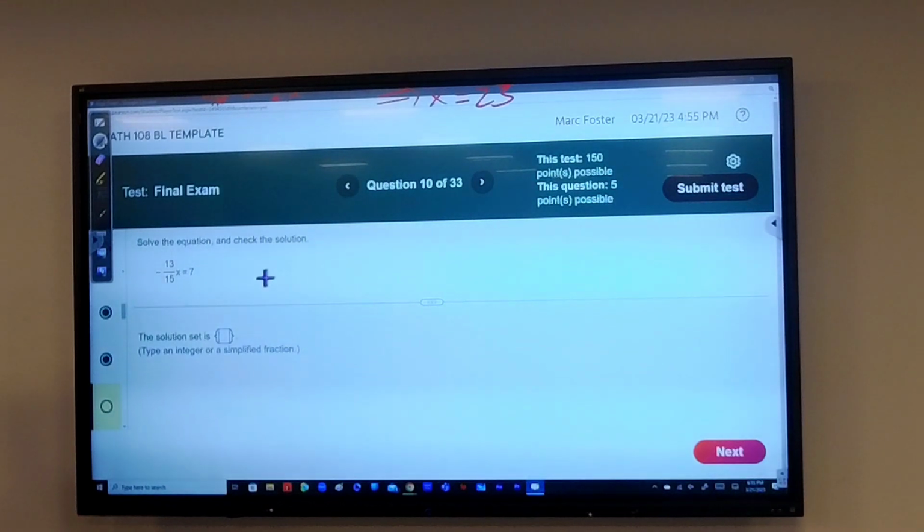Yes. Negative 15 over 13 is the multiplicative inverse of negative 13 over 15, because it's the only number such that when you multiply these two together, you get 1. So the left side will say 1 times x, and the right side will say negative 7 times 15 over 13. Okay. How do you want to handle this 7 times 15? Well, that'd be 7 times 10 plus 7 times 5. So it's 70 plus 35, that's 105. So I'd have negative 105 over 13.